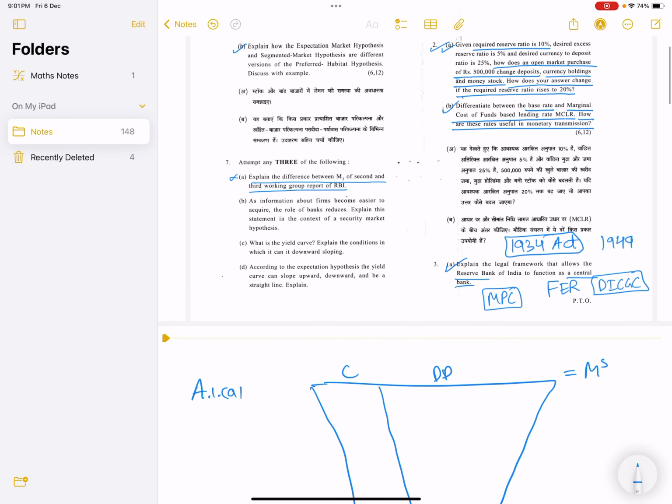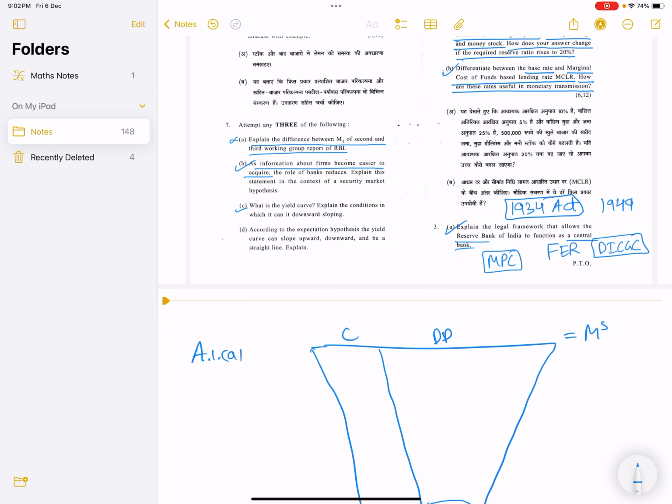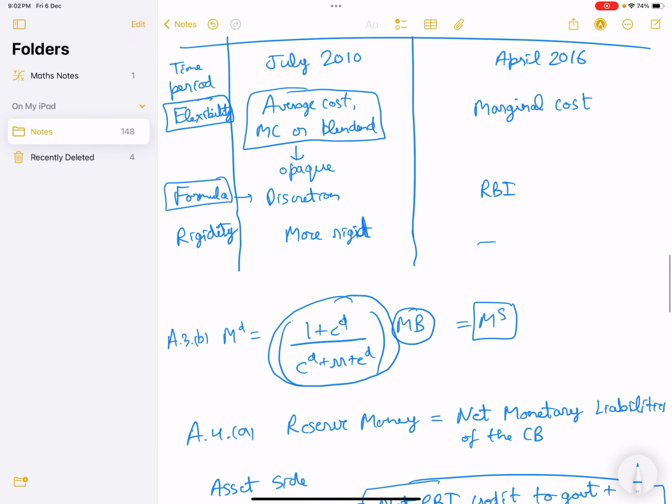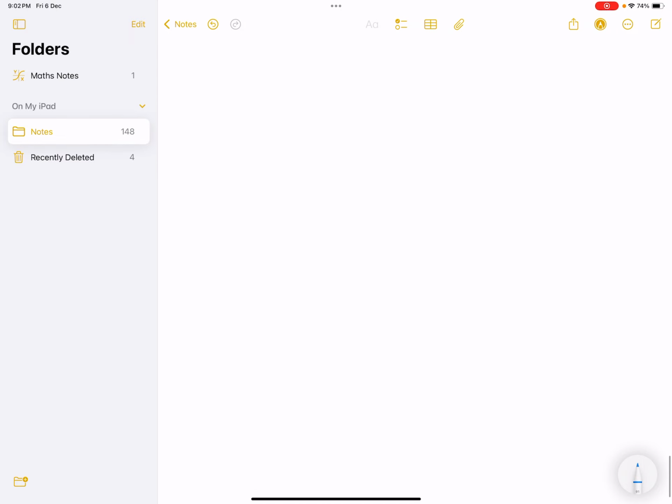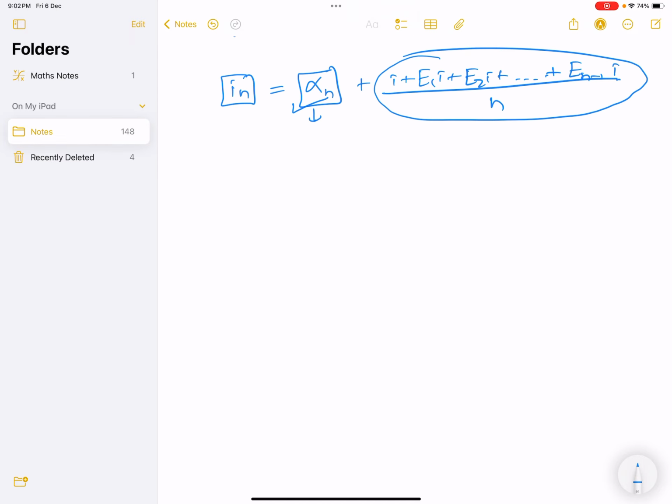Now the part B is from the same chapter that you suggested that it was easier. So you are doing this on your own. But it makes sense because this is related to asymmetric information only. Coming to part C. What is the yield curve? Explain the condition in which it can be downward sloping. It was answer 7, part C.